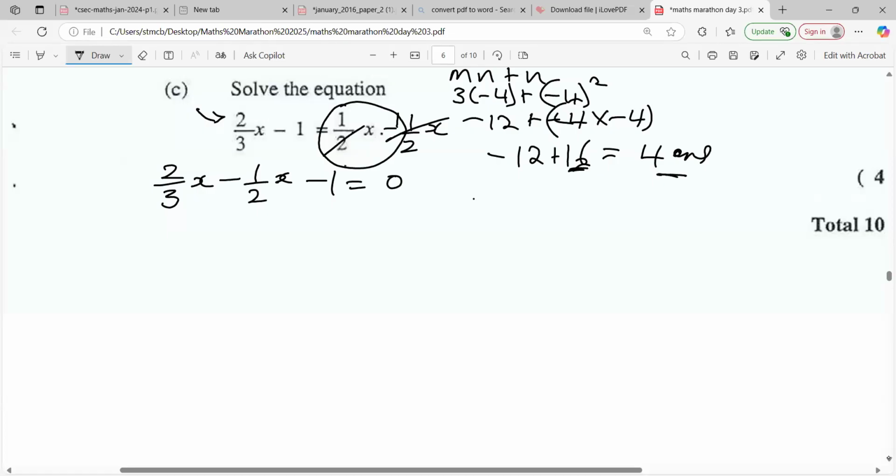But then we have to take the inverse of the minus 1 because we don't want the 1 beside the x. We are getting rid of the 1 from beside the x as well, because the x is what we are solving for. So this will become positive 1. So now it will be 2/3 x minus half x equal to, we're going to add 1 to both sides. So this is a 1.